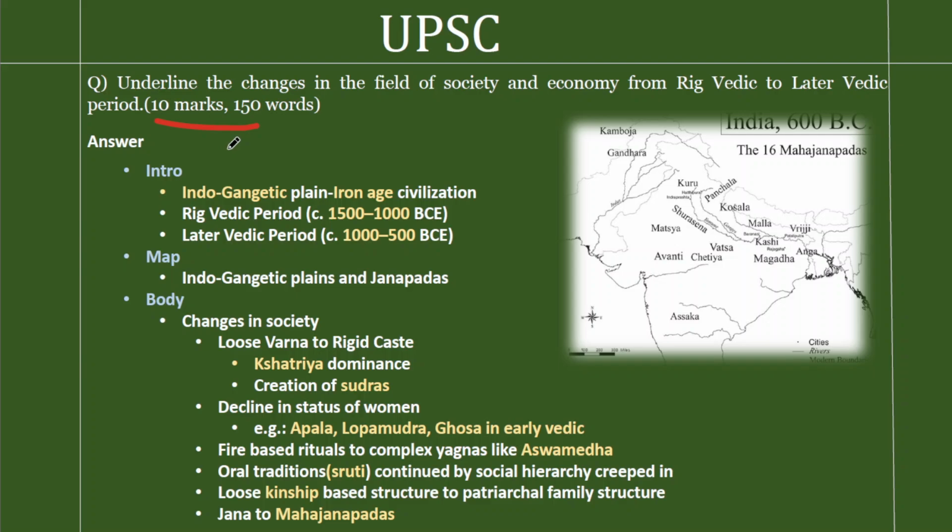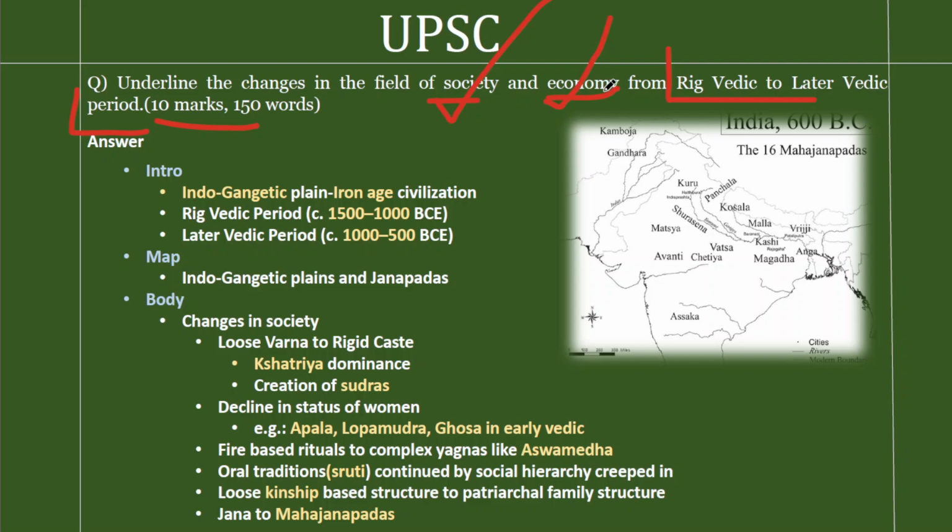This was the very first question for the 2024 mains GS1 paper, and the question is: underline the changes in the field of society and economy from Rigvedic to later Vedic period. So it's a question clearly from Rigvedic and later Vedic period. It's a very holistic question covering a long period starting from the Rigvedic time to the later Vedic time, and the dimensions of this question are society and economy.